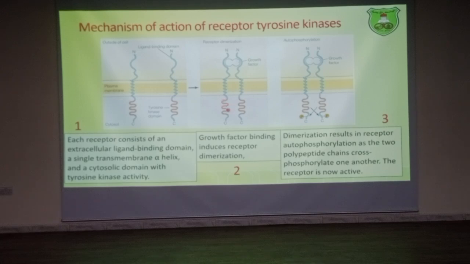So this has a kinase activity, and this has a kinase activity. This kinase phosphorylates the other receptor, and the kinase on that receptor phosphorylates this one. So we have autophosphorylation. The receptor phosphorylates itself. So we have binding of a ligand, then dimerization, then autophosphorylation. That's the mechanism of action. Questions?